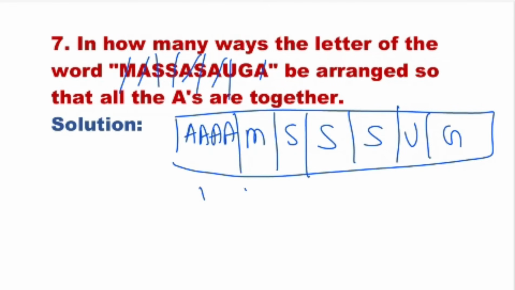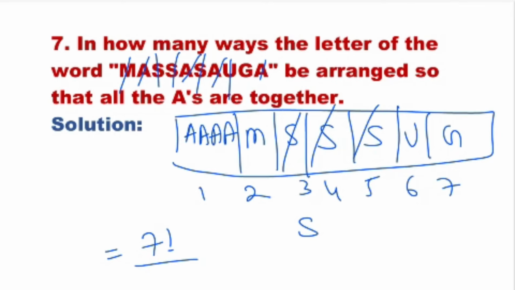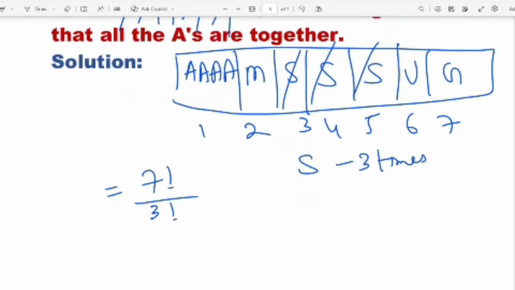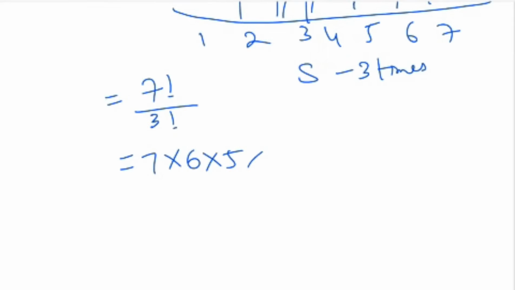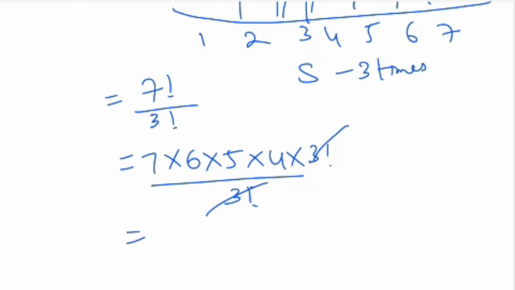So now you count: 1, 2, 3, 4, 5, 6, 7. So it will be 7 factorial divided by the number of S. How many S do we have? We have 1, 2, 3 S. So S is repeated 3 times, so it will be 3 factorial. Now we will simplify this. It will become 7 into 6 into 5 into 4 into 3 factorial divided by 3 factorial. 3 and 3 will get cancelled. You get 6 sevens are 42 and 5 fours are 20.